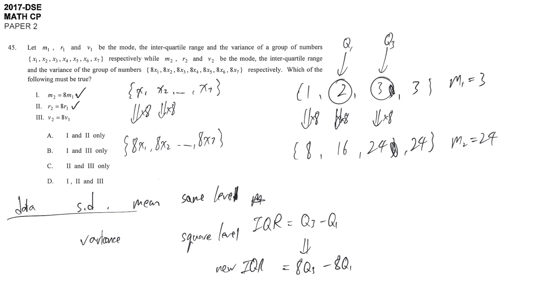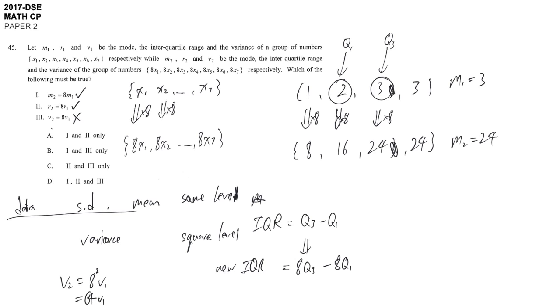That's why if every item we are going to time 8, the effect is not just 8 times, but it will become 8 square time of V1. Because every item times 8, then the effect for the square level will be 8 square time. That's why this is wrong. It should be V2 equal to 64V1.